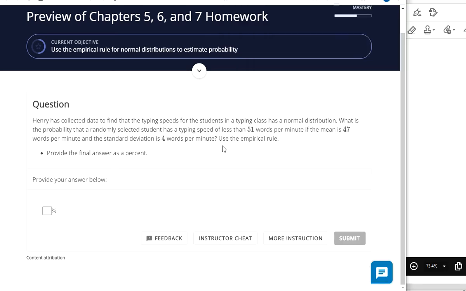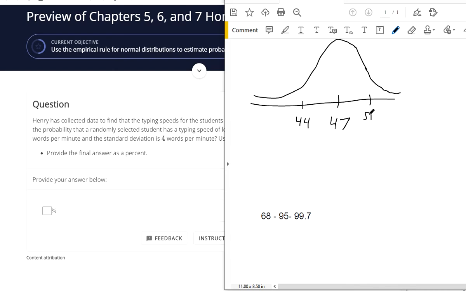Let's see. They say, what is the probability that a randomly selected student has a typing speed of less than 51 words per minute? So what we want is this area over here, less than 51 words per minute. I think the easiest way to do this is to find out this tail and then subtract it from 100%. Okay, we just said this area is 68%, right? Because it's 1 standard deviation from the mean.